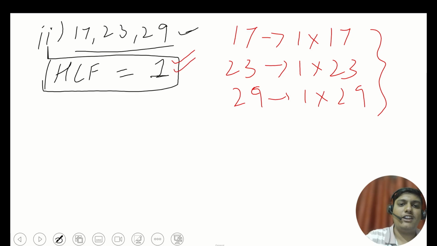So you can remember this as a shortcut formula. When all the given numbers are prime factors, then its HCF would be 1.